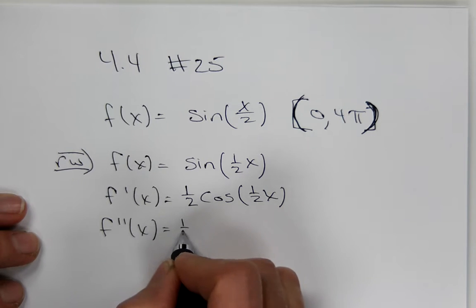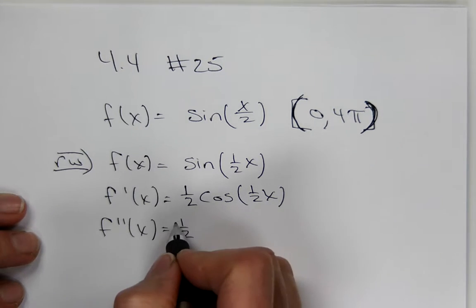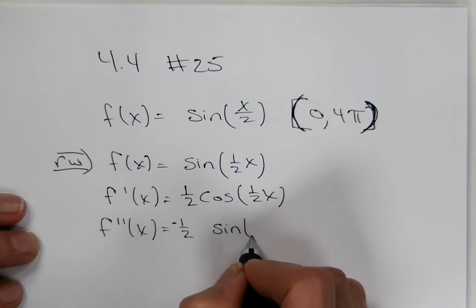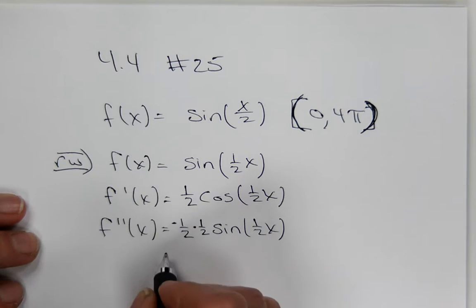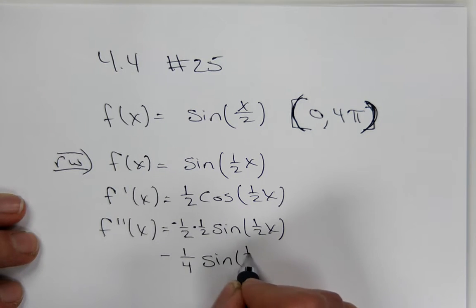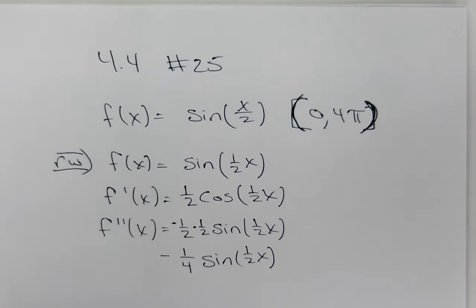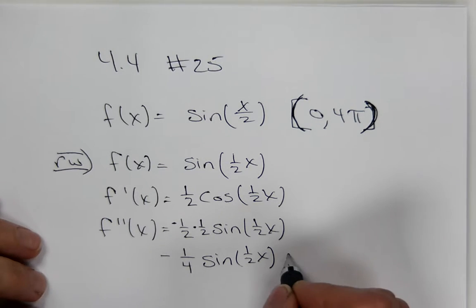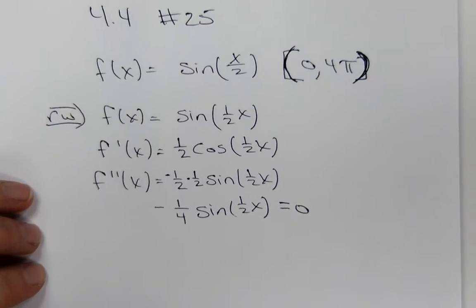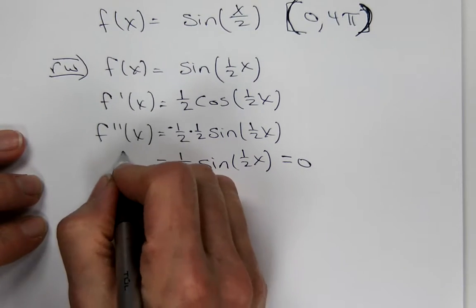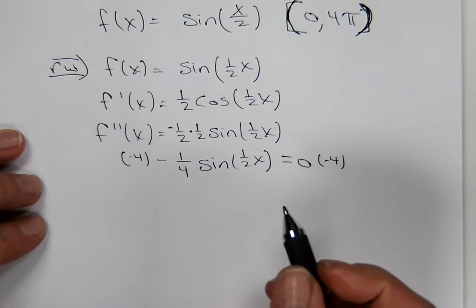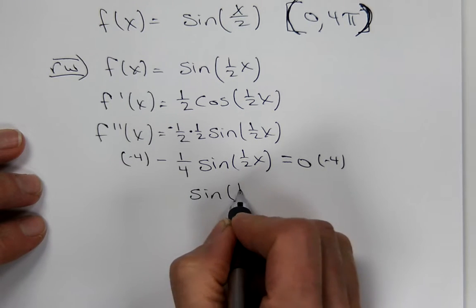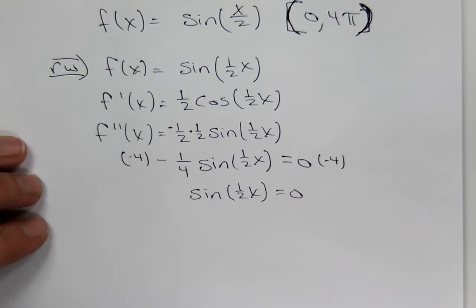We have a 1/2 going along for the ride. The derivative of cosine is negative sine of 1/2 x times the derivative of the angle, which is 1/2. So we get negative 1/4 sine of 1/2 x. And we want to set that equal to 0 to find where we have possible inflection points. I'll multiply both sides by -4 and not have to worry about that coefficient in front. And then I'm going to have sine 1/2 x equals 0.